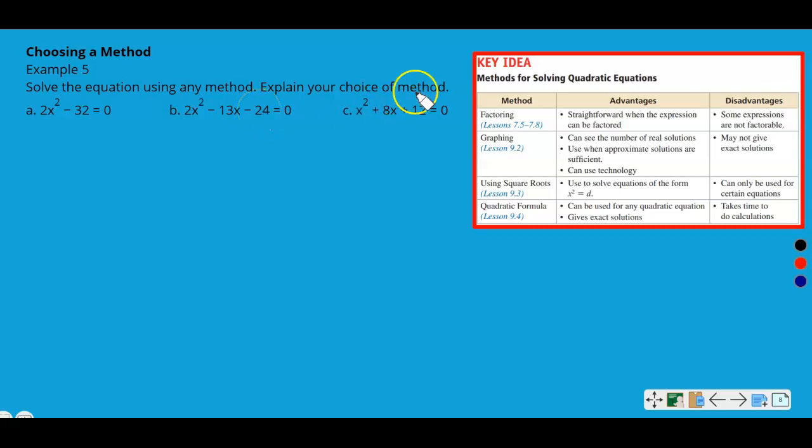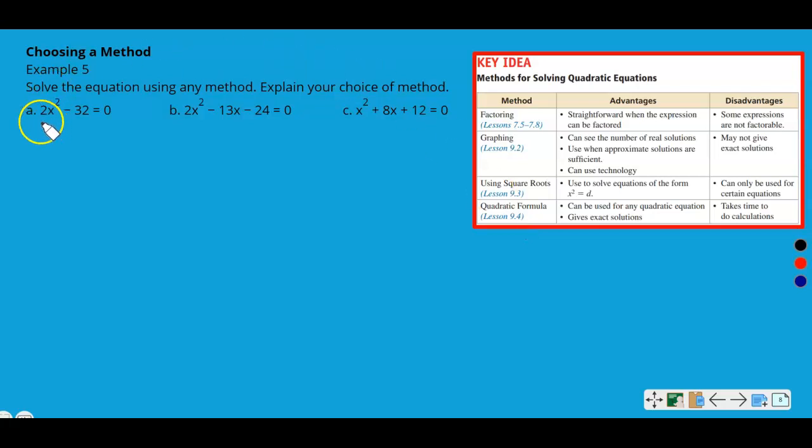We have looked at factoring in previous lessons. We've looked at graphing. We've looked at using the square root. And we've used the quadratic formula. So these are things that we have gone through, and all of these you can use for different types of quadratic equations. So there are different methods. What you want to do is be able to choose the most efficient method, meaning that you can find it the quickest.